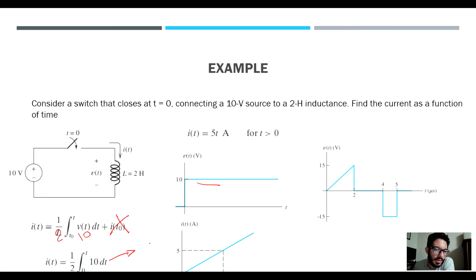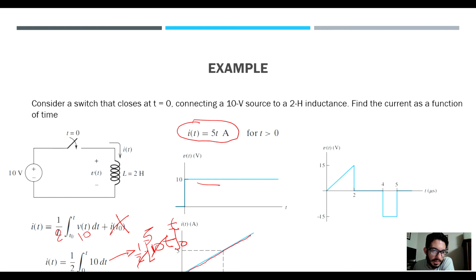This will be 1/2 times 10t evaluated from 0 to the t that we want, 1 second or 3,000 seconds, whatever it is. So this is going to cancel out, and it's going to be 5t. So the function is right here, 5t, and this is the function that we should get.